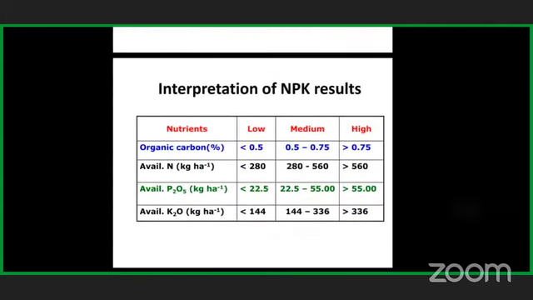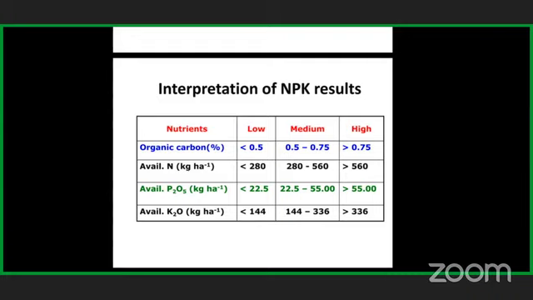After knowing the nutrient status of our soil, it is very important that we know how to interpret our results. We should know what is the low concentration of the nutrients, what is the medium, and what is the high concentration, that is, which nutrient will lie in which range.